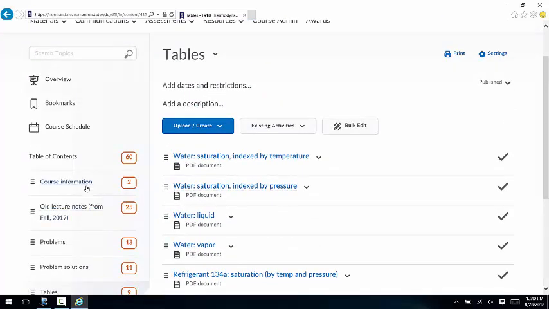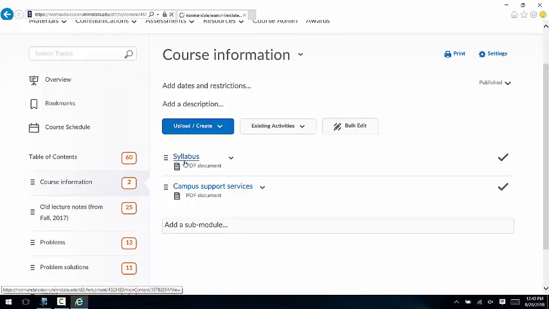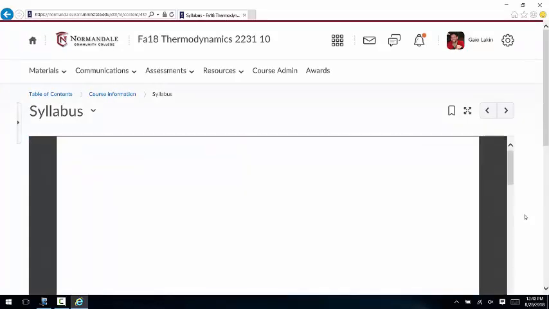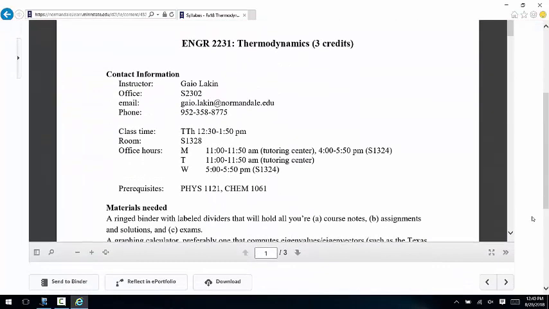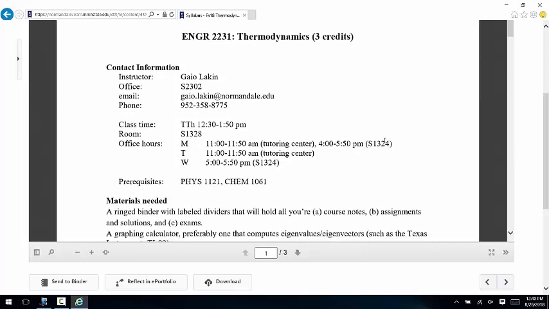Okay, so let's go through the syllabus now. So this is thermodynamics. It's a 3-credit class. By the way, what that 3 credits means to you is, well, there's 3 hours of lecture during the week.